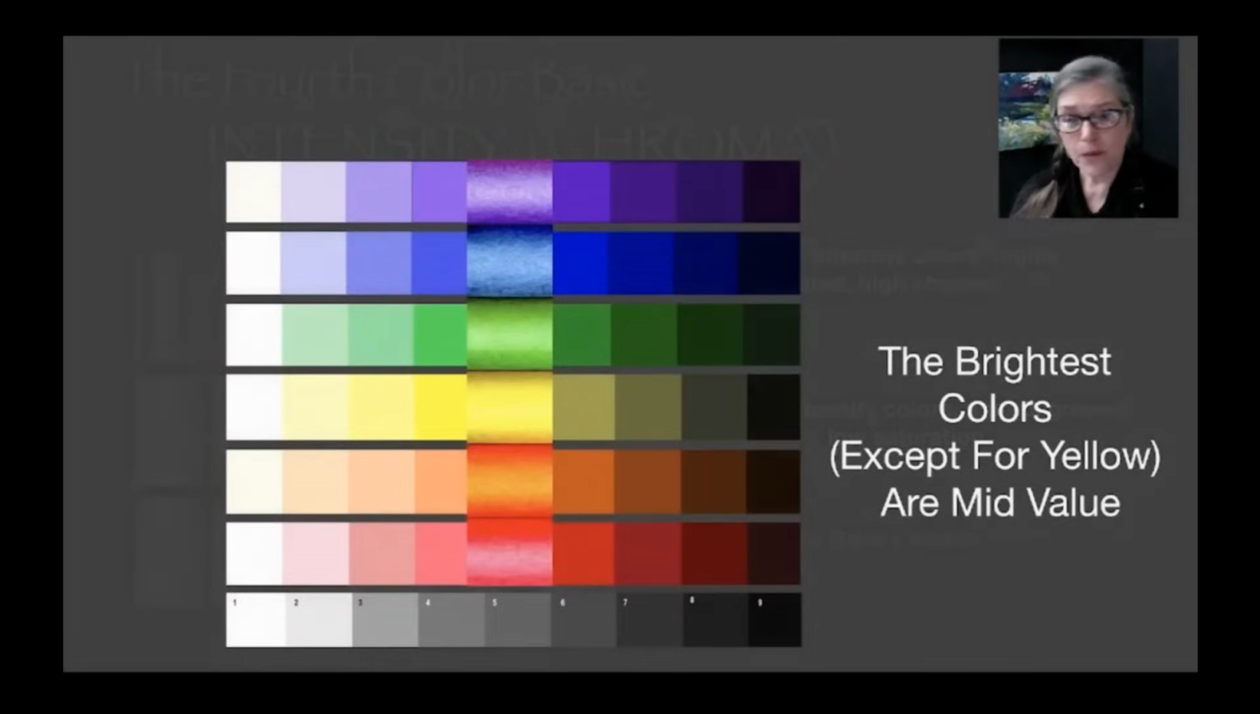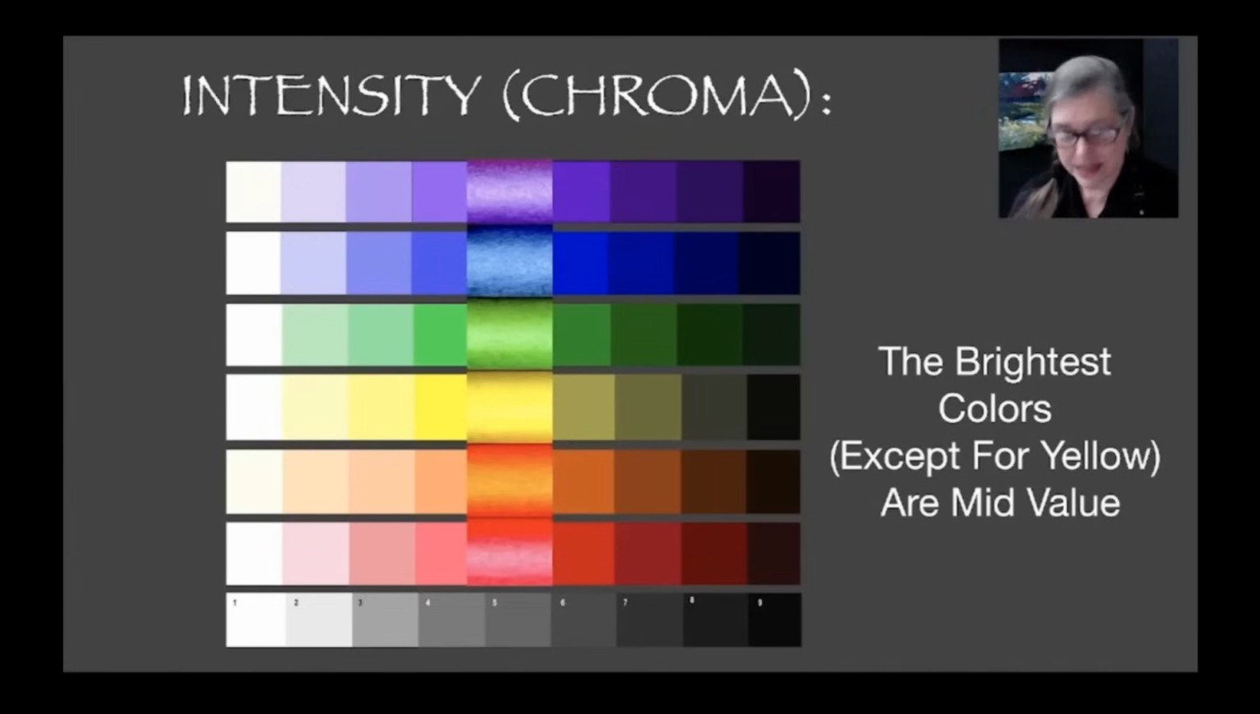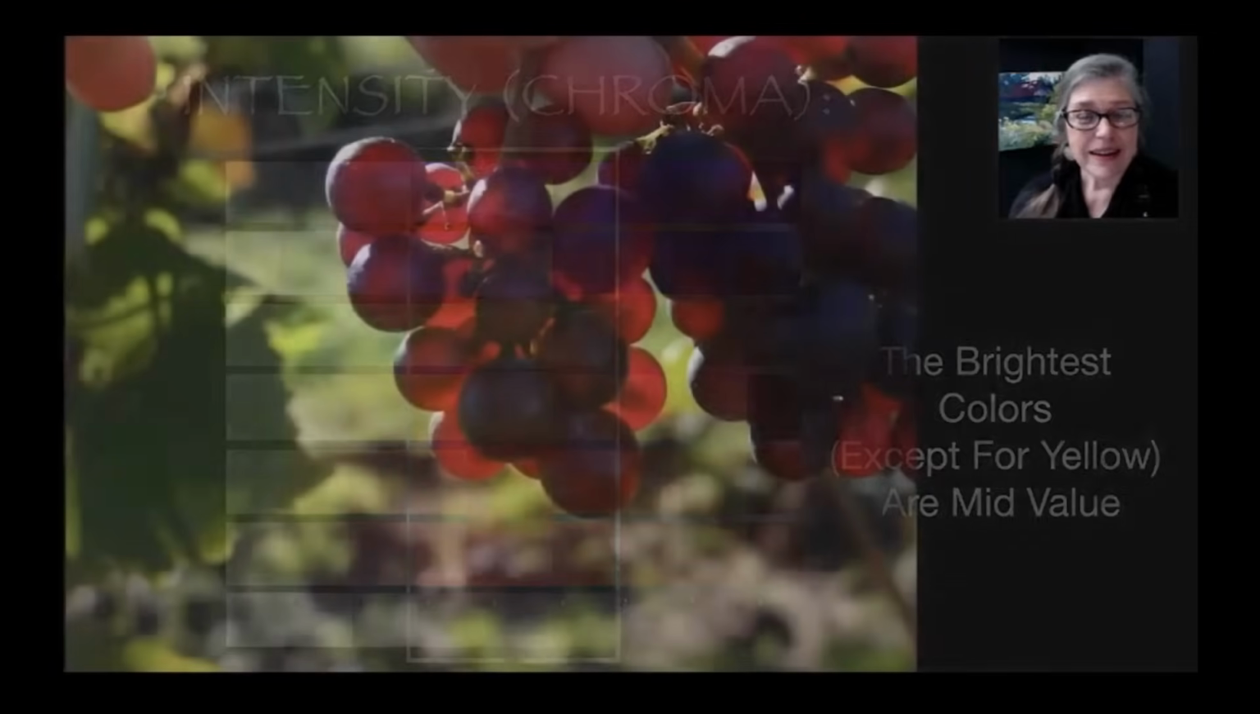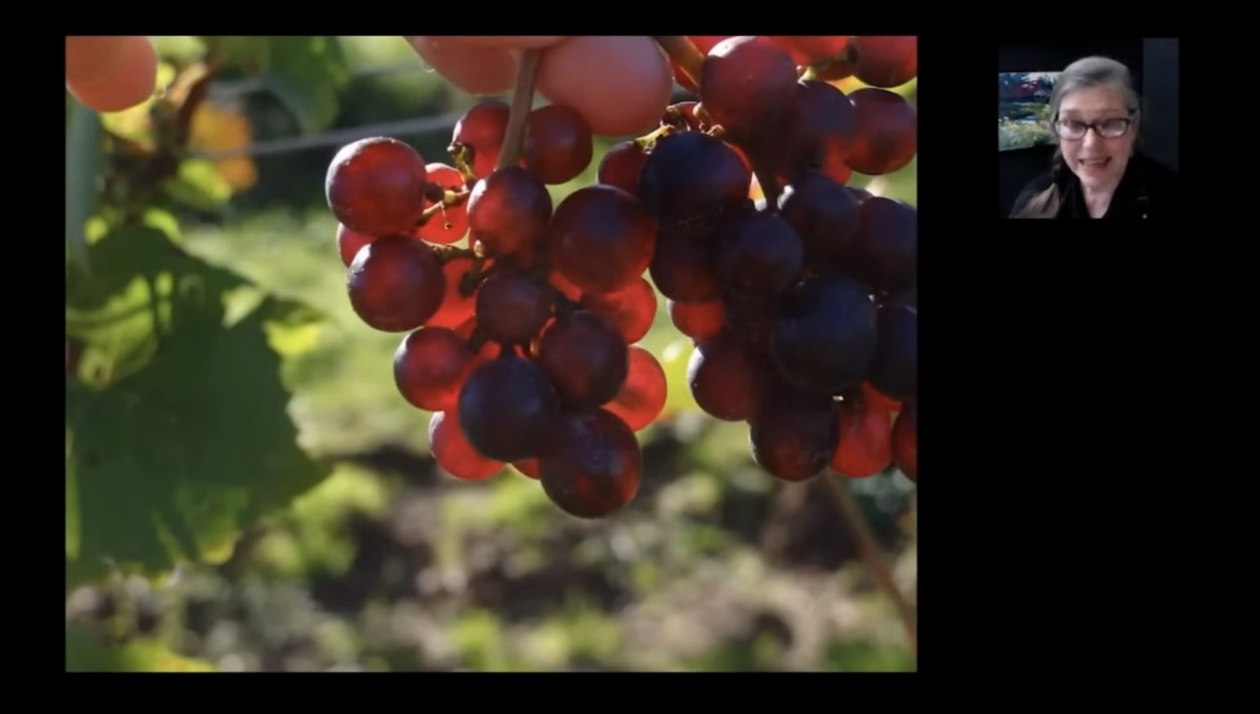So when we start with the colors on our color wheel, these ones right down the center, we'll see that the brightest colors, except for yellow, are mid-value. They're mid-value on the value scale. Let's look at how we can see that.